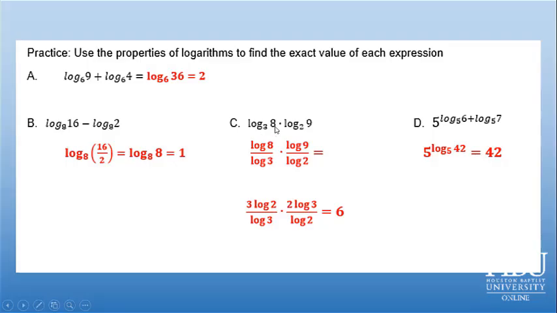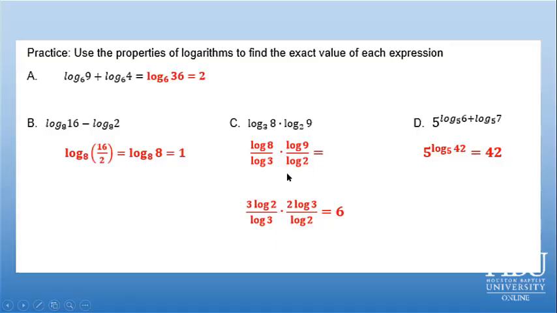Notice I have the logarithm of 8 to base 3 times the logarithm of 9 to base 2. Here, the bases do not match. All of the properties of logarithms that we have discussed have depended on having the same base throughout. So what I'm going to do here is use the change of base formula to convert everything to common logs. The log of 8 to base 3 is the common log of 8 over the common log of 3. The log of 9 to base 2 is the same thing as the common log of 9 over the common log of 2.